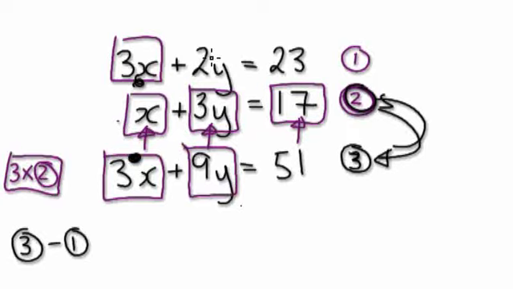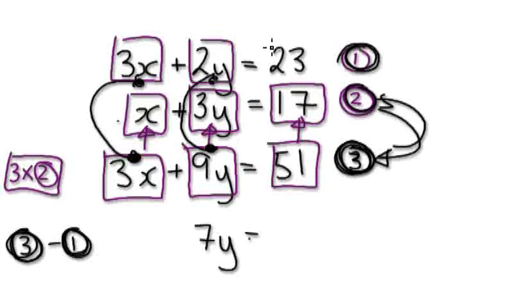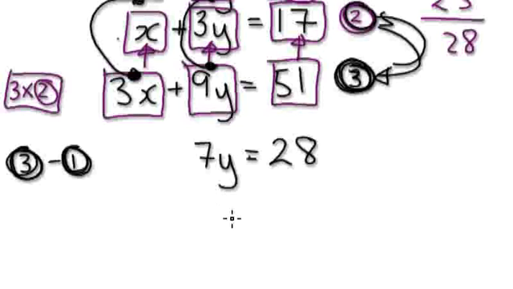Now, look at the y. 9y take away 2y will be 7y. Don't forget, we are getting equation 3, take away equation 1. So 3x take away 3x, they kill off each other. You've got 9y take away 2y, that would be 7y. Now you've got to get 51, take away 23. So 51 take away 23 would be 28. So this here will be 28. Now divide both sides by 7.